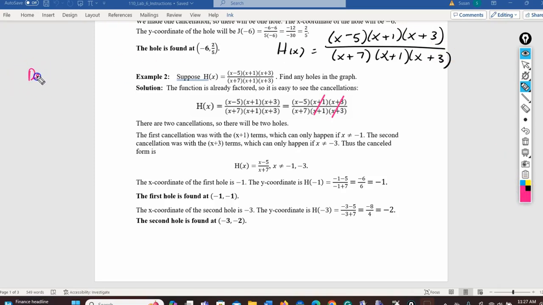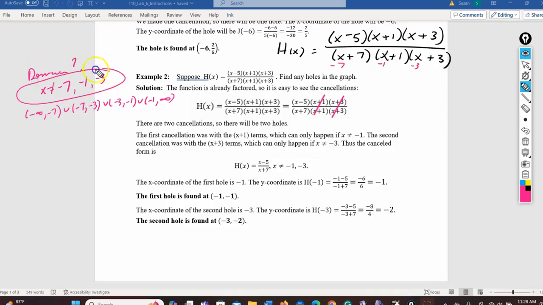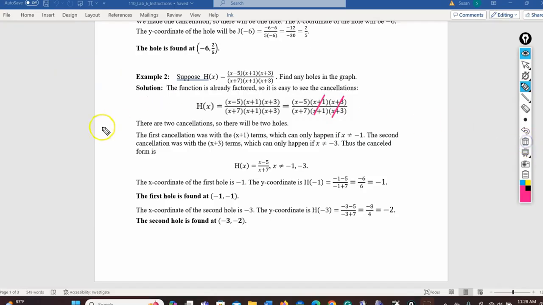What's the domain? Well, you look at it before any cancellation, and x is not allowed to be -7. X is not allowed to be -1. And x is not allowed to be -3. That would be your domain. And of course, if you were doing that in interval form, from left to right, it's particularly nasty in interval form. That's what the domain would be. But in set notation form, it would be easier to see as that.